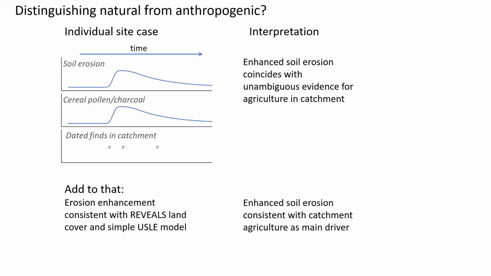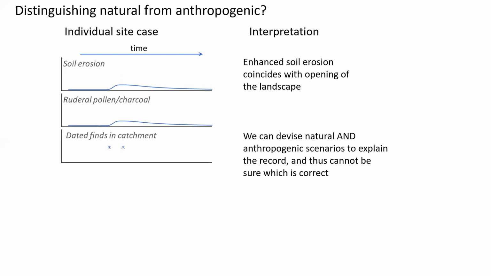But things are rarely as clear as this. And how confident will we be of that if we didn't have the archaeological evidence, for example? To what extent is this simply an assumption? And then we have this case. Now we've got a case pretty much like the Mesolithic examples in Britain, with ruderal pollen or charcoal associated with the soil erosion. We've got evidence in this hypothetical case of people in the catchment. So we've got definite evidence of opening of the landscape and being associated with erosion.